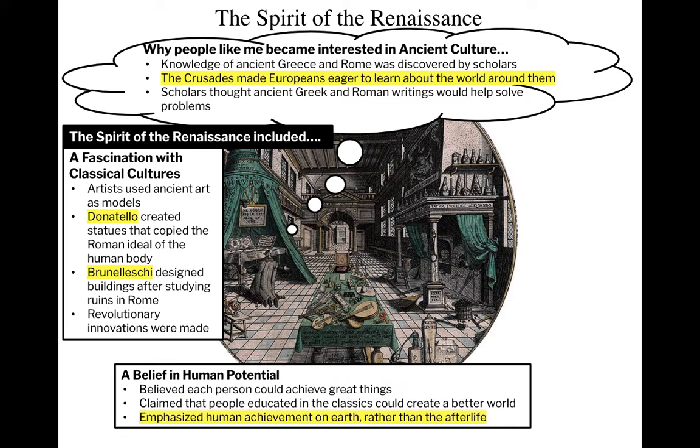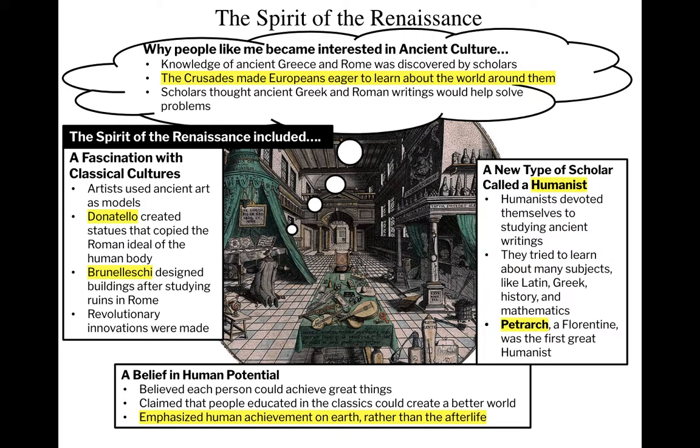There was also a belief in human potential. They believed that each person could achieve great things, and claimed that people educated in the classics could create a better world. So there was an emphasis on human achievement in this life on Earth rather than in the afterlife, like during the Middle Ages. The idea was that you can build yourself up and make yourself a better person in this life, and that will contribute to the world as a whole.